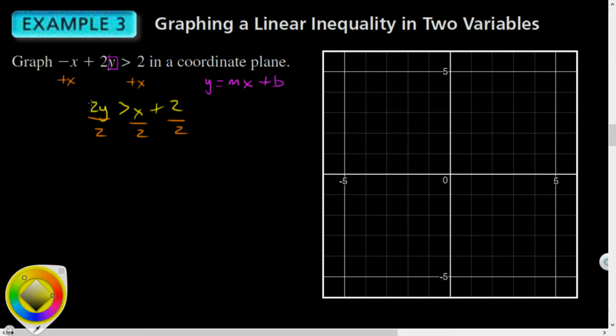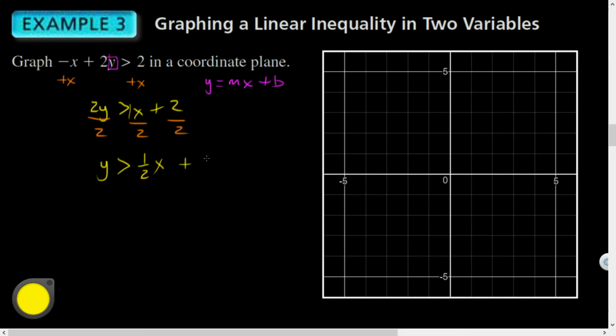So I'm going to have those 2's cancel out. I'll get y. Do I have to flip the sign? I'm dividing by a positive, so I don't have to flip it. Anytime I multiply or divide by a negative, that's when the sign will flip. Instead of x over 2, I'm going to write that as 1/2 x plus, and then what's 2 divided by 2? 1. So here's my new inequality.